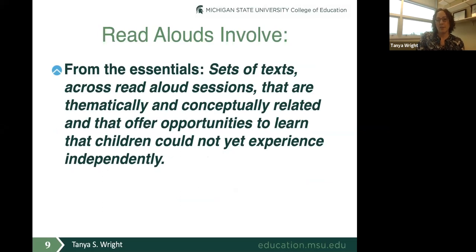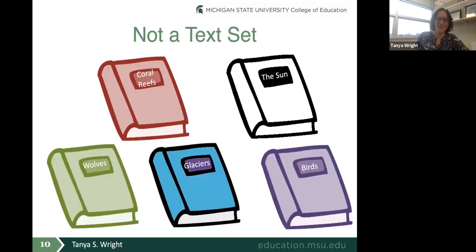So one of the first bullets from the Essentials says, read alouds of sets of texts across read aloud sessions that are thematically and conceptually related and that offer opportunities to learn that children could not yet experience independently. So we've already talked a little bit about opportunities to learn that children could not yet experience independently, but let's talk a little bit about the sets of texts, because this is an area where we can make some small scale changes with a lot of bang for our instructional buck, I guess, a lot of learning for kids.